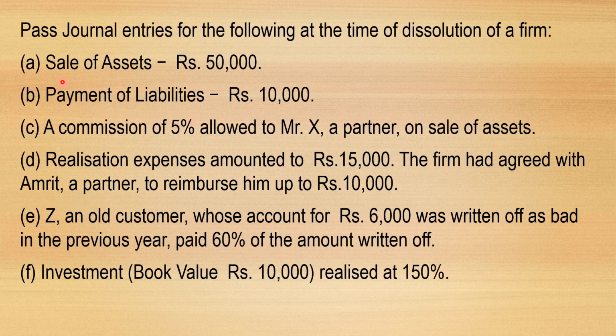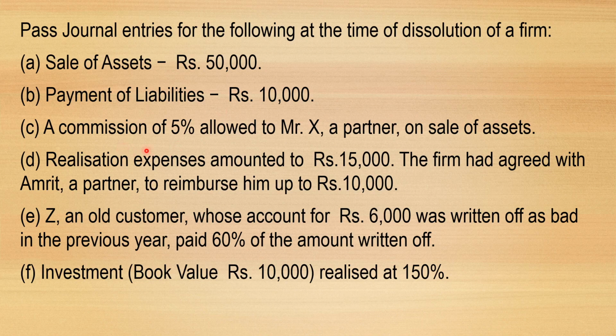First one, that is sale of asset. Revenue generated, inflow of cash, bank account debit to realization account, will not credit asset. Payment of liability 10,000. So opposite: realization account debit to bank account.